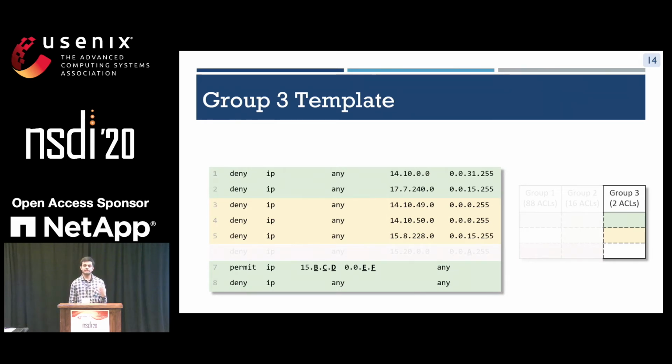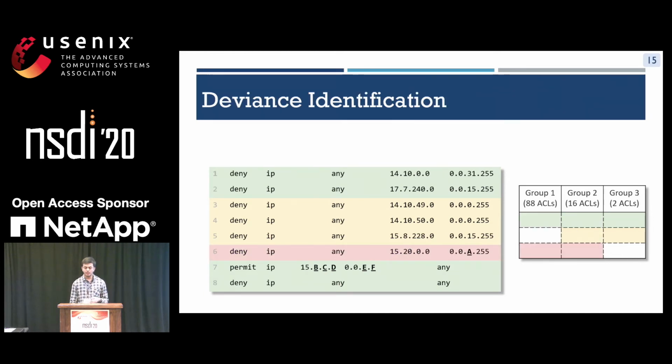So far, we have seen the templates. Now we'll describe an approach to see how we can identify deviations from this. As said earlier, the number of ACLs in group 2 and group 3 are significantly lower when compared to the ACLs in group 1, so they are very likely misconfigured.